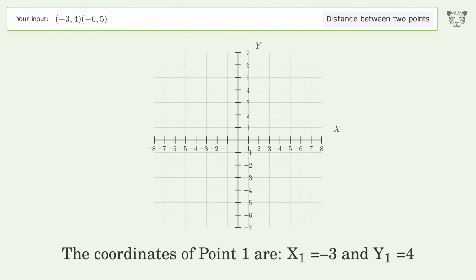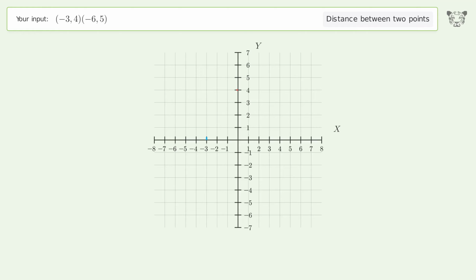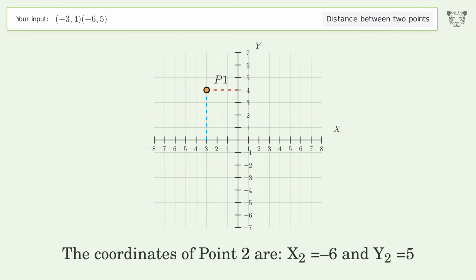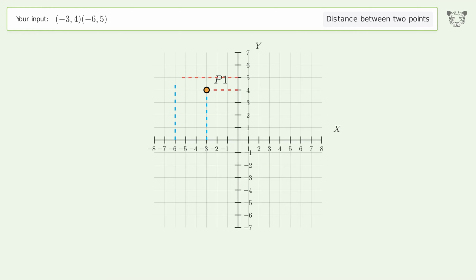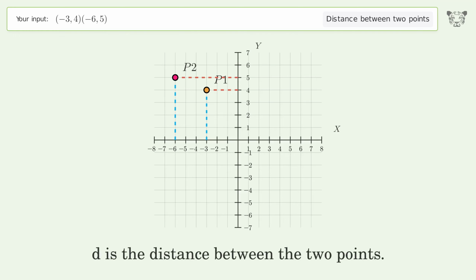The coordinates of point 1 are x1 equals -3 and y1 equals 4. The coordinates of point 2 are x2 equals -6 and y2 equals 5. D is the distance between the 2 points.